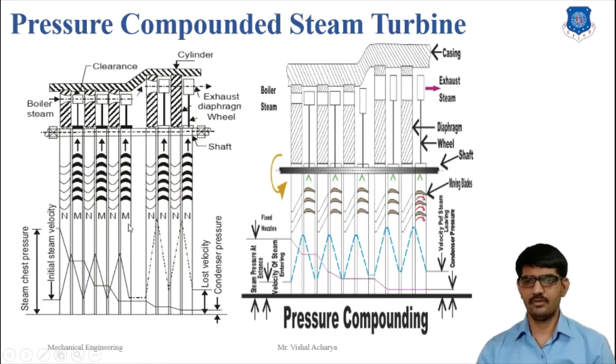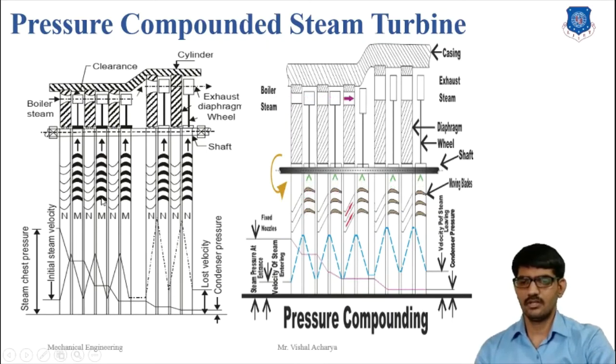Nozzle, moving blade, nozzle, moving blade, nozzle, moving blade in a series. In a nozzle there is a pressure drop, and in a moving blade the pressure is constant. So here, in the pressure compounding turbine, the nozzle increases the velocity because of the pressure drop, and the moving blade decreases the velocity due to the impulse principle. This is the simple construction of the pressure compound turbine.